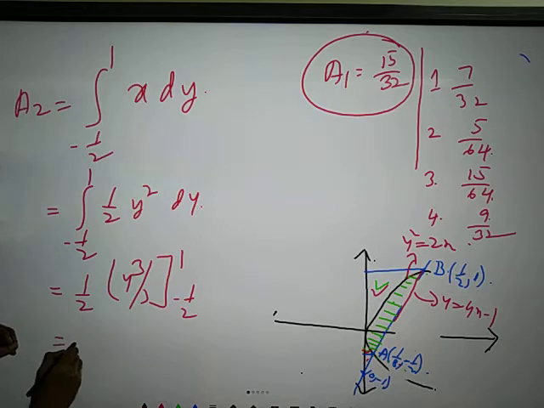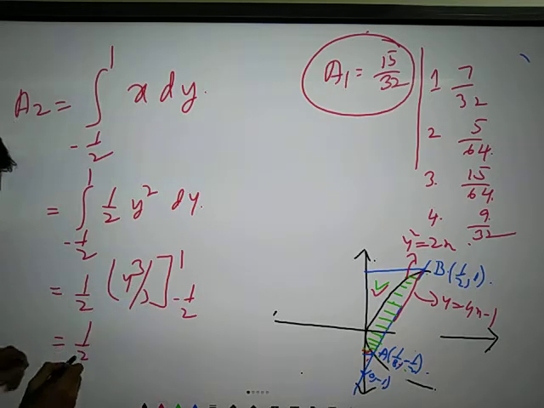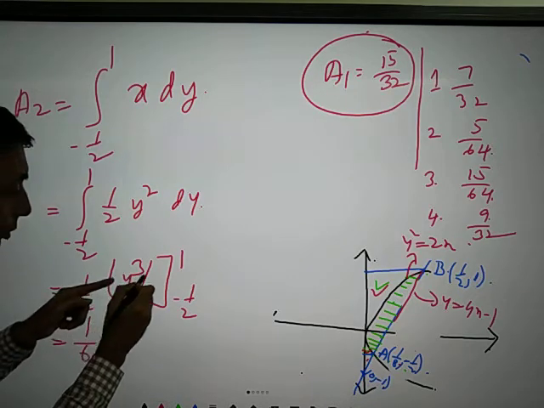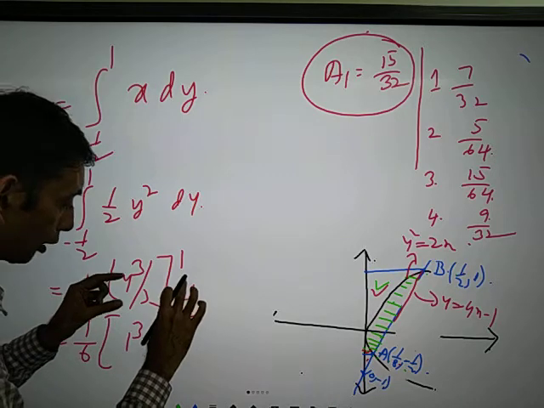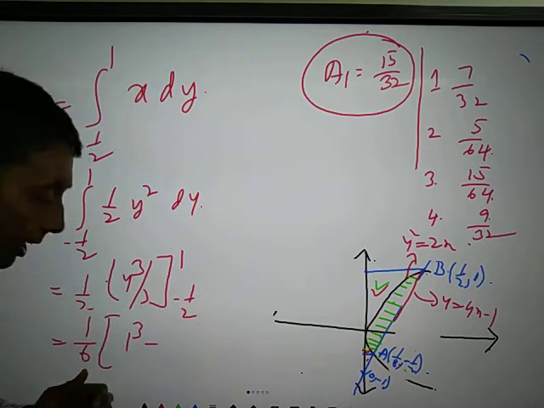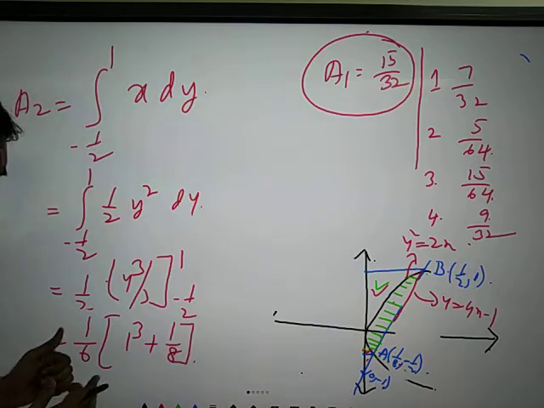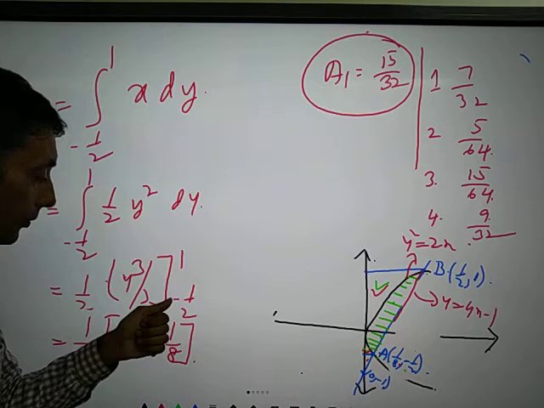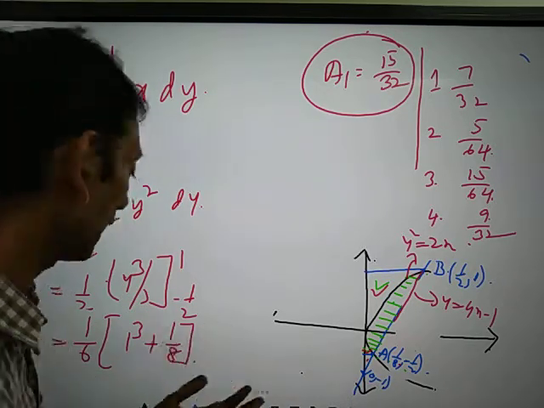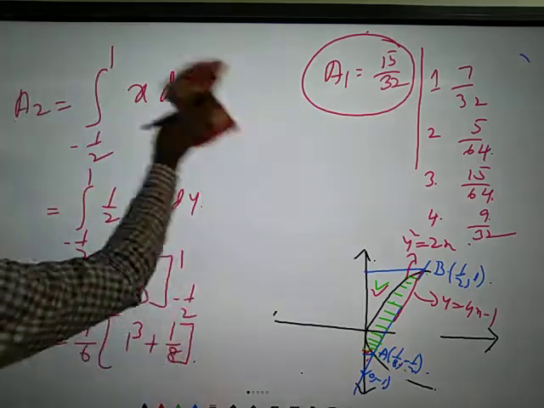So let us put the limits. You can take 1 by 3 out, so half into 1 by 3 is 1 by 6 outside. Now substitute 1, so it will be 1 cube minus half cube, which means minus 1 by 8, so it will be plus 1 by 8. So 1 by 6 into 1 cube plus 1 by 8. Because if we substitute y as minus half, this will give us minus 1 by 8, and minus minus will be plus. So we can simplify now.